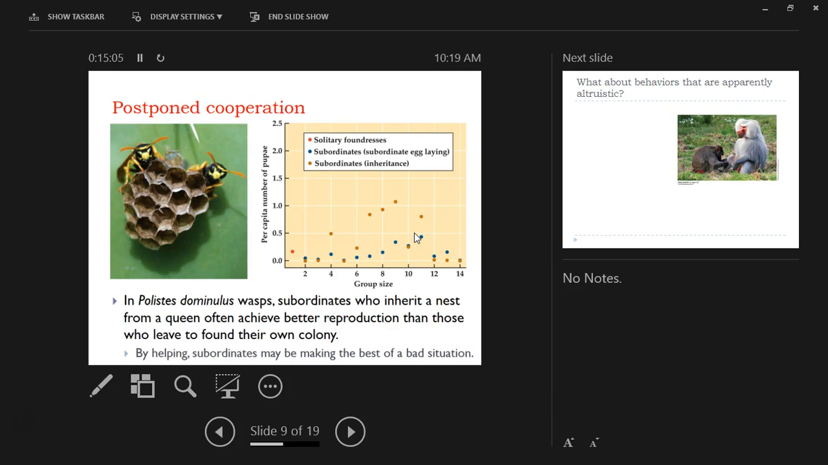And what you end up seeing is that as group size increases, maybe they get a few more opportunities to lay some pupae, but again, they're not getting very many offspring. This is basically how many offspring are you getting? And they're not getting very many offspring.